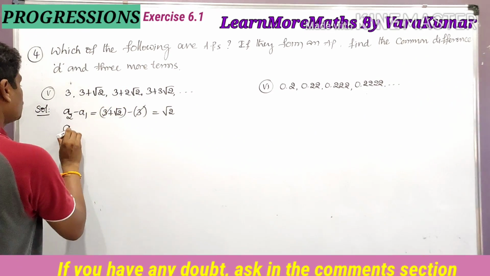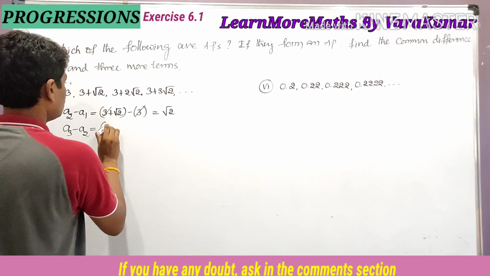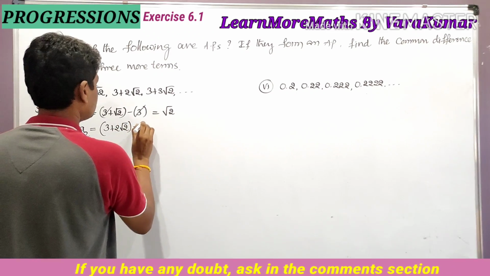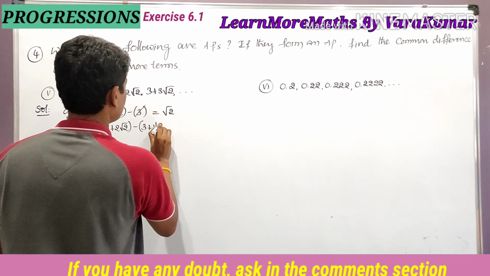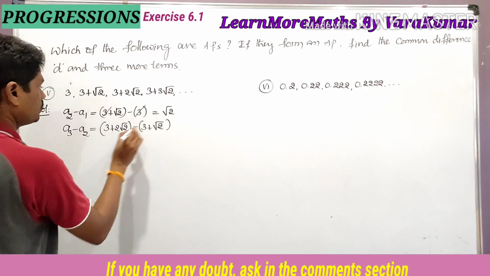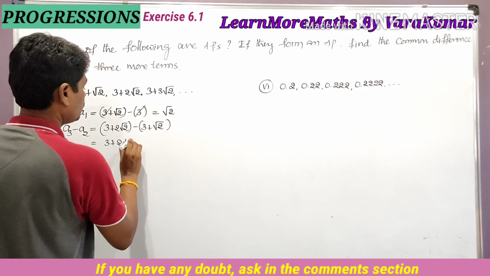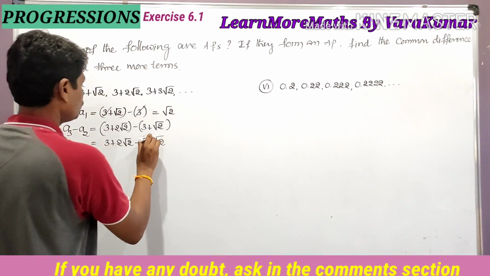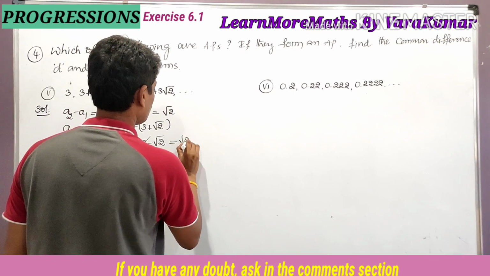In the same way, a3 minus a2 is equal to: a3 is 3 plus 2 root 2, minus a2 which is 3 plus root 2. So we just have to simplify, student. 3 plus 2 root 2, by multiplying the minus, we get minus 3 minus root 2. Minus 3 plus 3 gets cancelled. 2 root 2 minus root 2 is root 2.